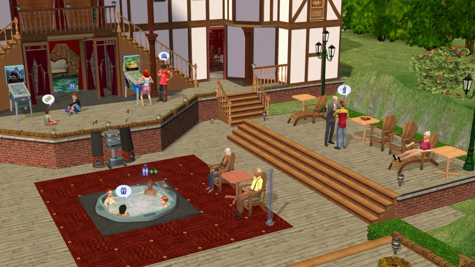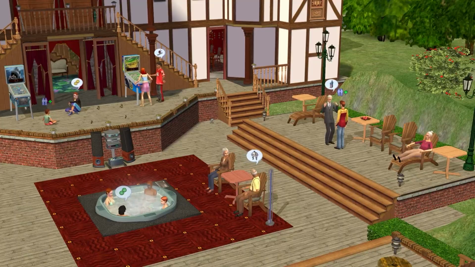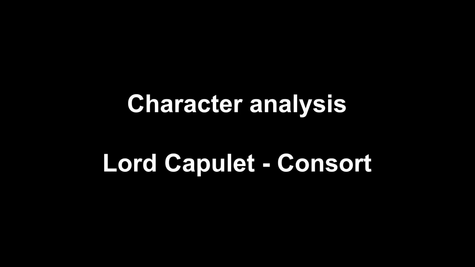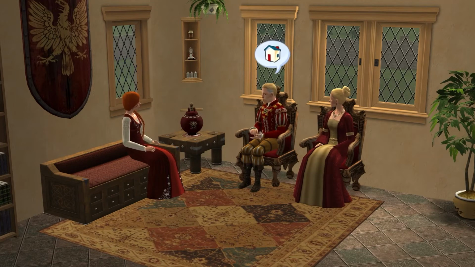Now that we have a clear view of the feuding family's background, let's get into the character analysis and discussions around the feud. Lord Capulet is the member of the older generation who's the most fleshed out in the play.